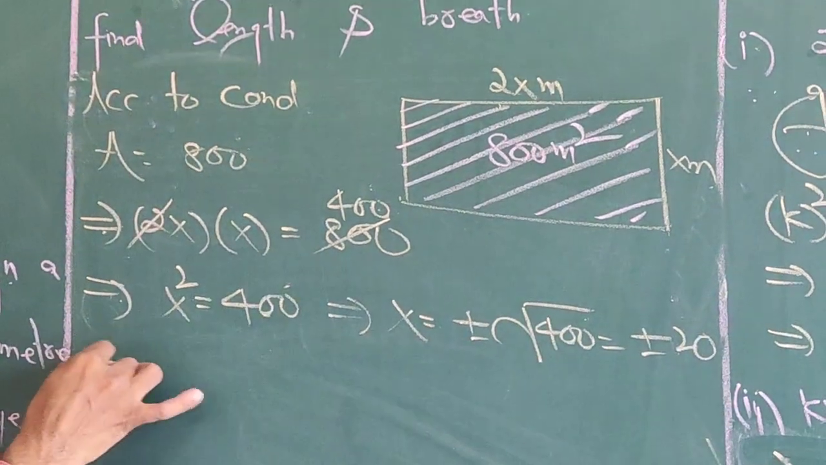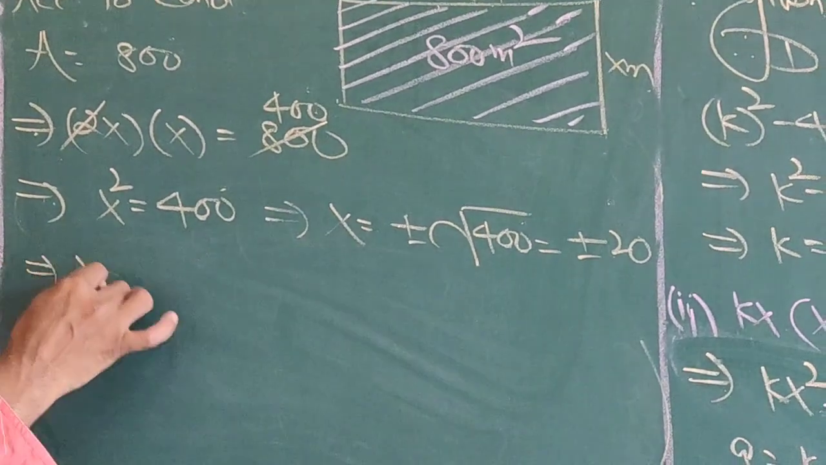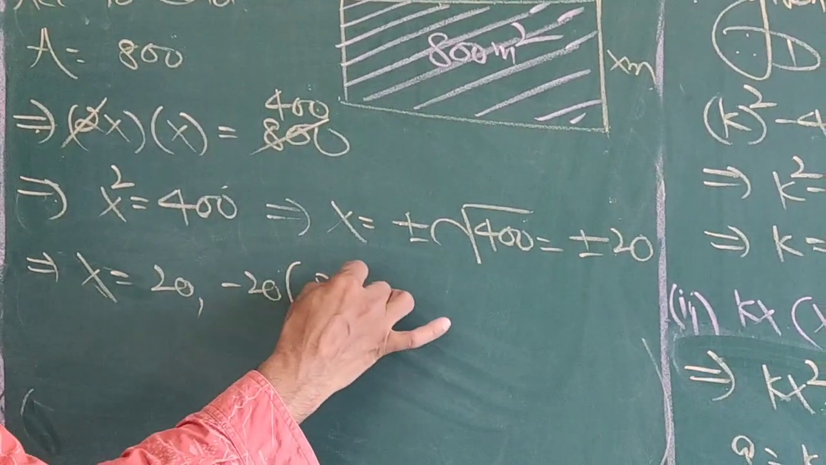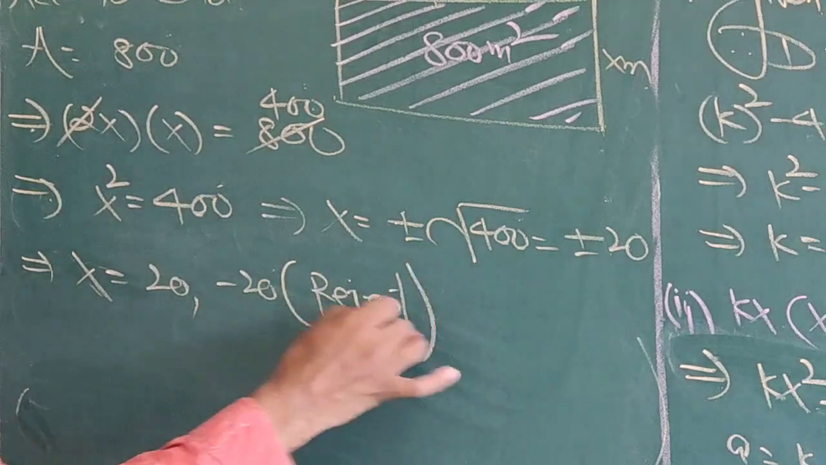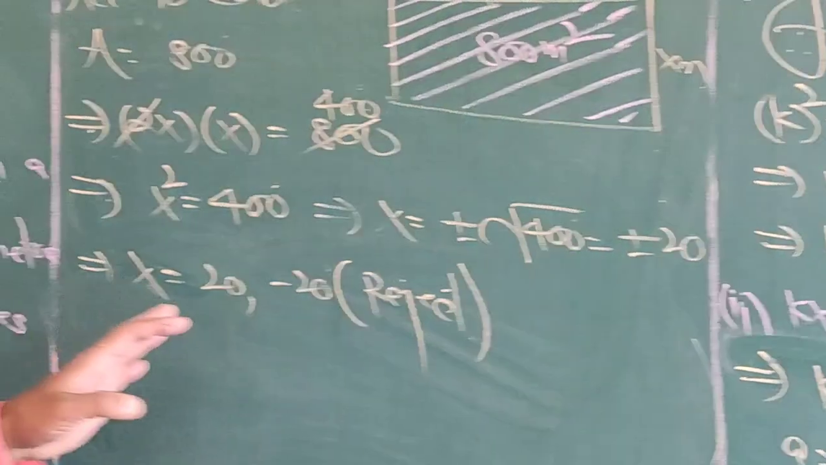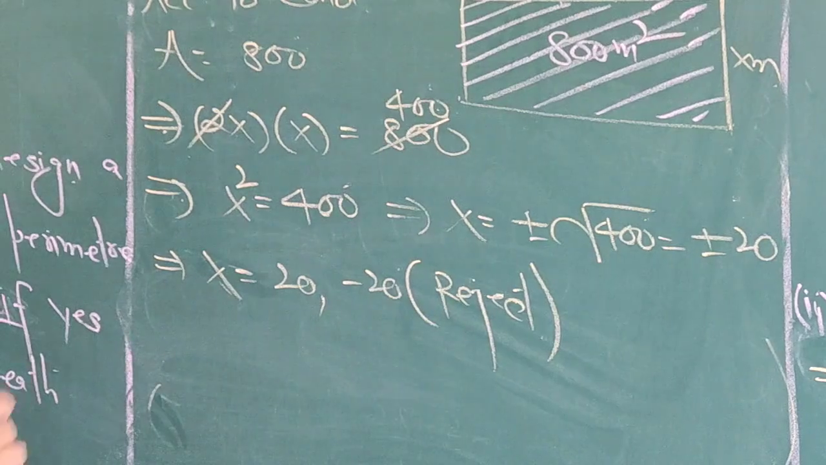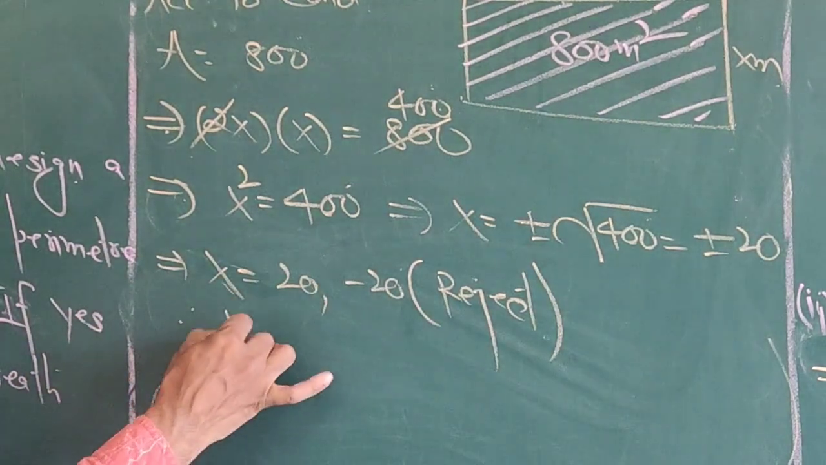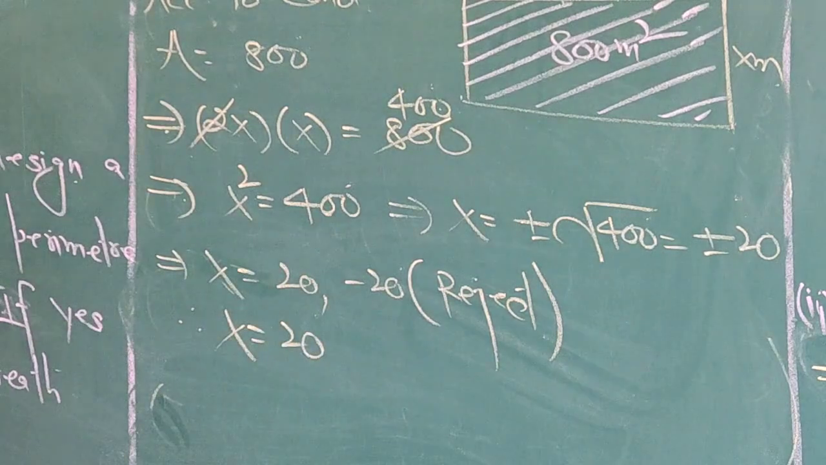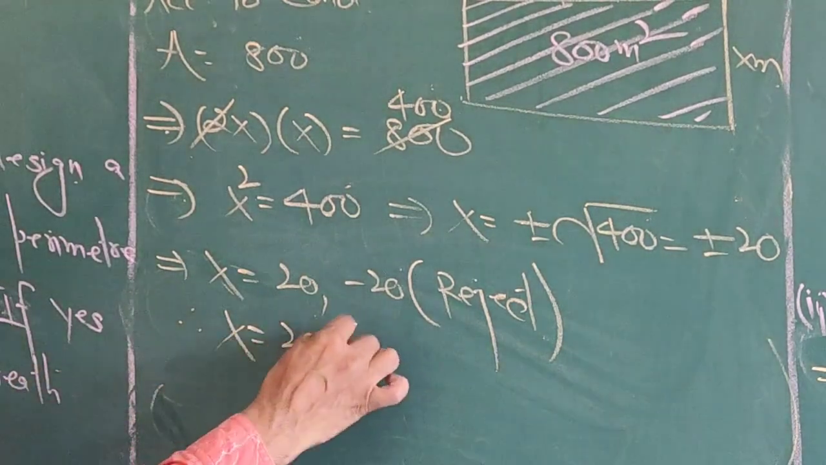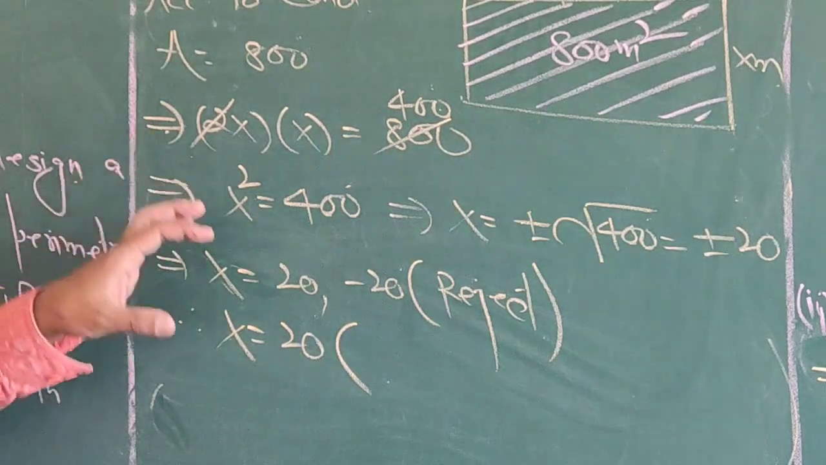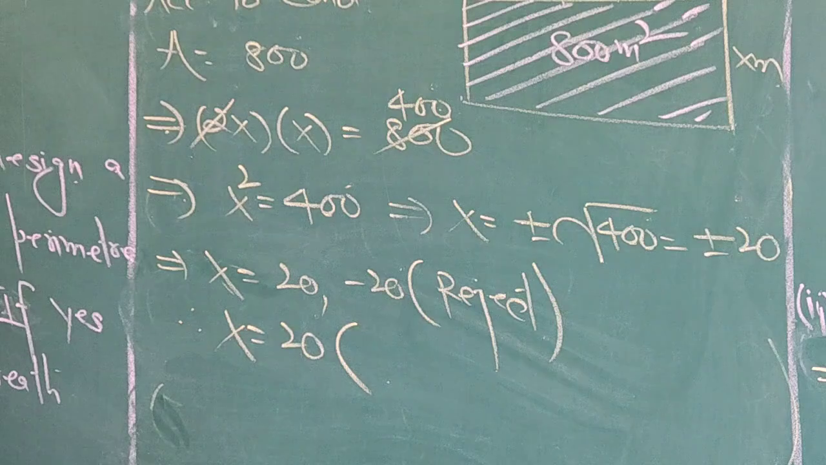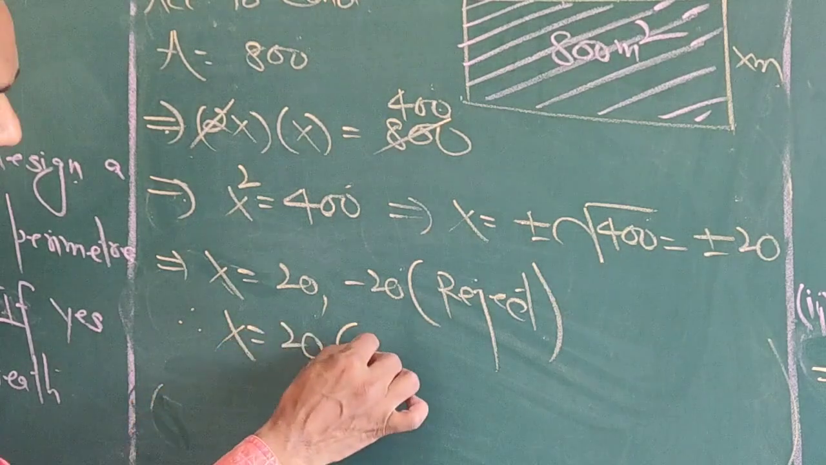So we have two values of x, first is plus 20 and second is minus 20. Minus 20 is rejected because the length and breadth of a rectangular grove or any rectangle cannot be negative. But here the value of plus 20 is possible. Therefore, we have x equal to 20. So we can say that we can design that type of rectangular grove having area 800 meter square and length twice its width, which is possible.